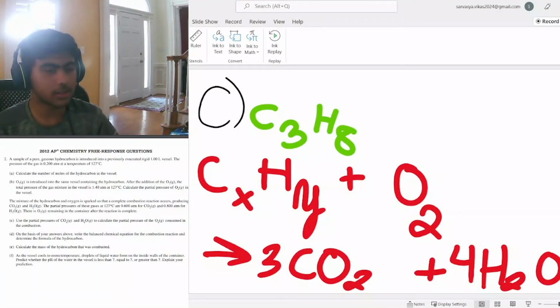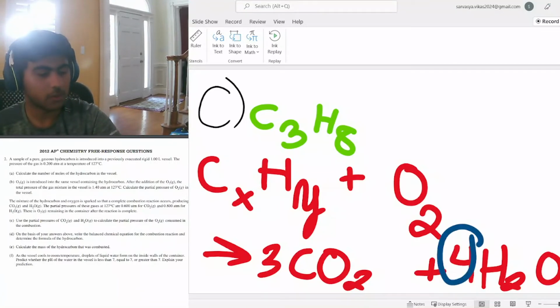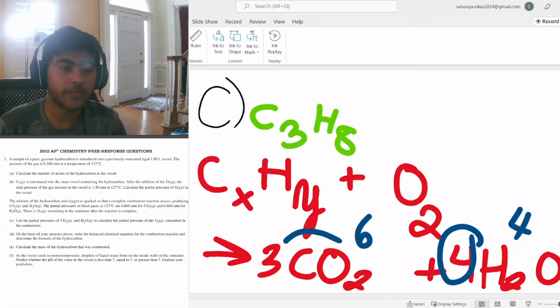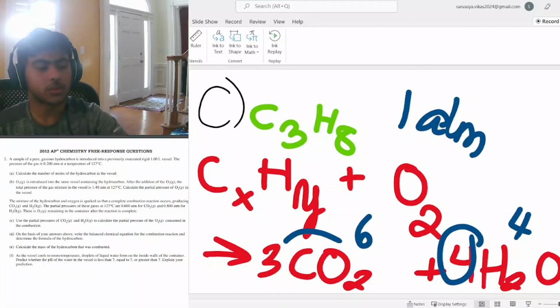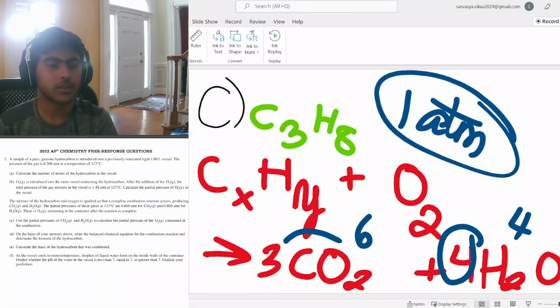We just want to know the number of oxygens in there, and we can figure out that from here, we have 4 oxygens. From here, we have 6. So we're going to have 10 oxygens total, which is going to be 5 moles of oxygen gas per mole of reaction. We had 0.2 atmospheres worth of hydrocarbon. So we're going to have 1 atmosphere worth of oxygen. So we're going to have 1 atmosphere is what was consumed in the reaction. That's how much was consumed.